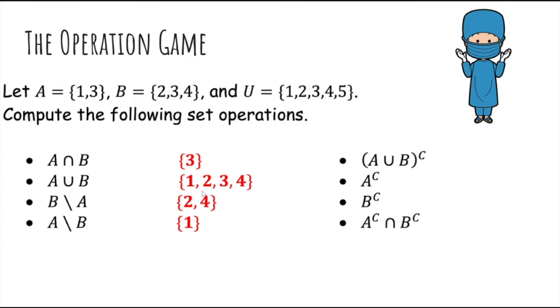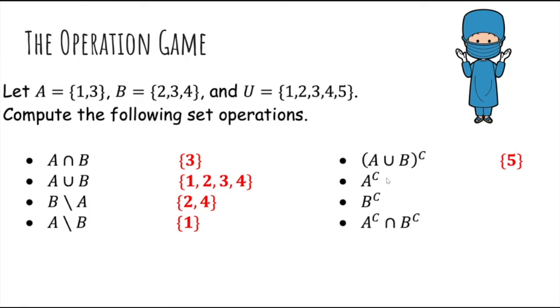What about A union B complement? Well, A union B is the set 1, 2, 3, 4, and the complement is everything in the universal set right here that is not in A union B. So the only thing in the universal set that's not in A union B is the number 5. So that's going to be the set containing 5.